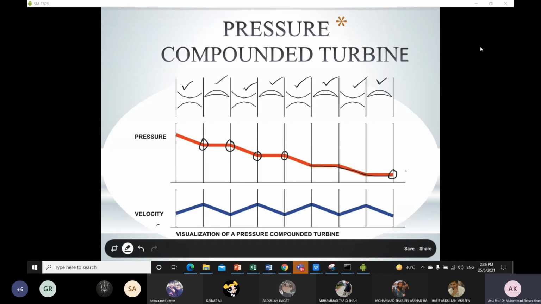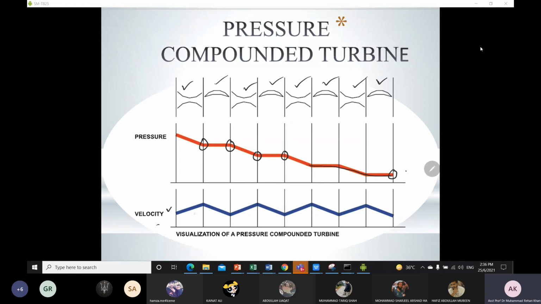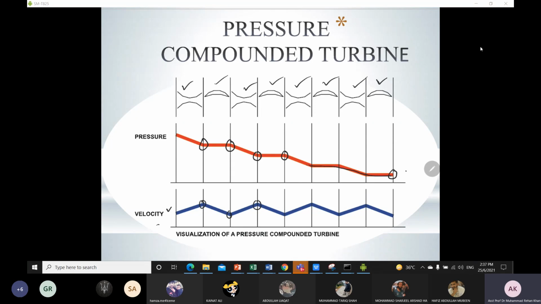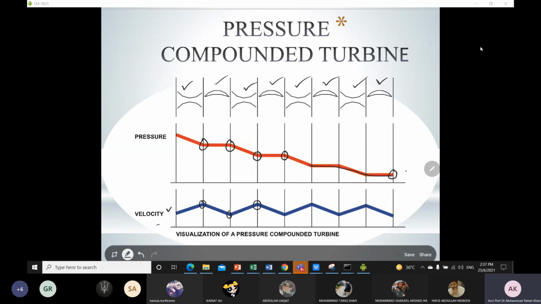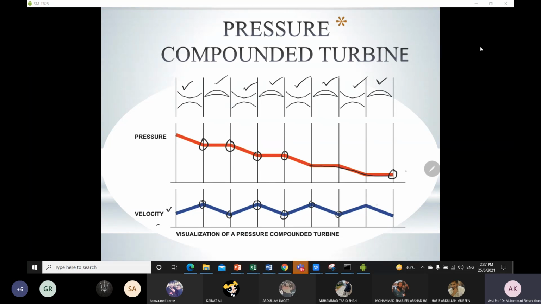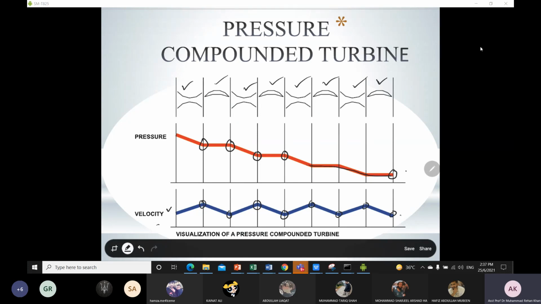Now if we look at the velocity diagram, at the end of the nozzle the velocity increases. Then at the end of the moving blade section, due to the absorption of kinetic energy, velocity decreases again. Then there is a nozzle, it increases again, and decreases again in the moving blade section, and so on until we get a reduction in velocity that is our required value, to get some optimum speed. This type of arrangement is called pressure compounding.